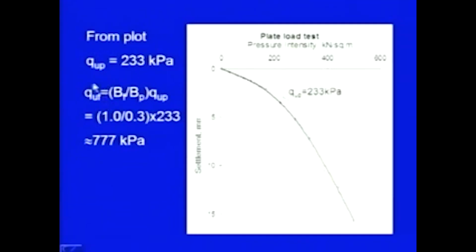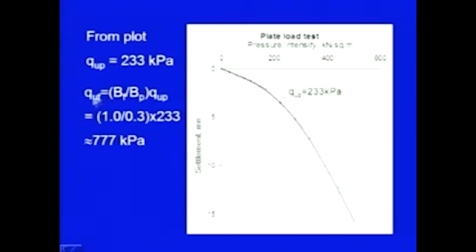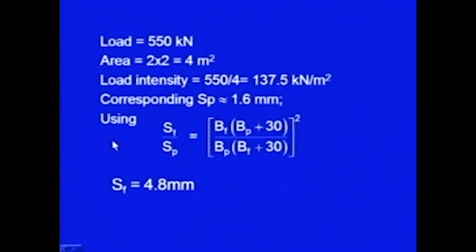Now, the ultimate bearing capacity of the footing, this was the next part of the question. Estimate the bearing capacity of a square footing of size 1 meter by 1 meter placed at the same depth. It is given by this expression: QUF is equal to BF upon BP times QUP, and as BF increases, you can see QUF will be increasing. Using this expression, BF is given to you, BP is given to you, you can calculate QUF, the ultimate bearing capacity of the footing.